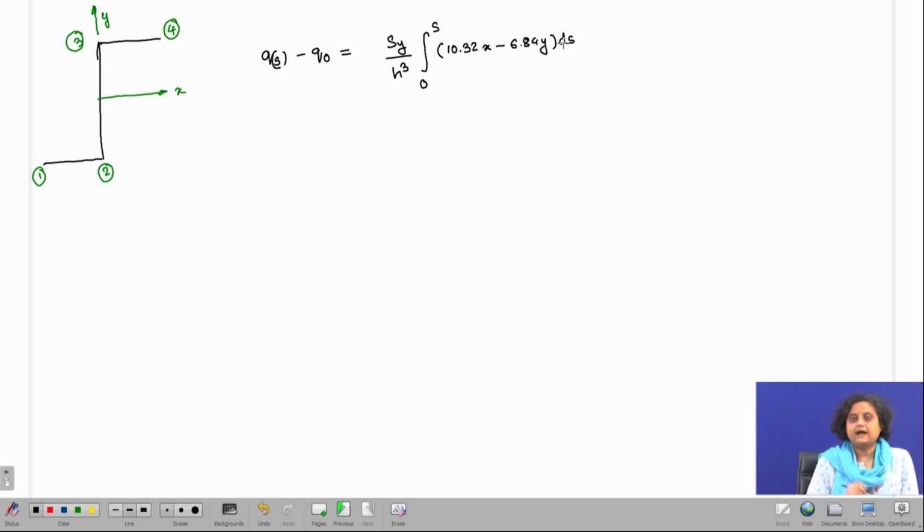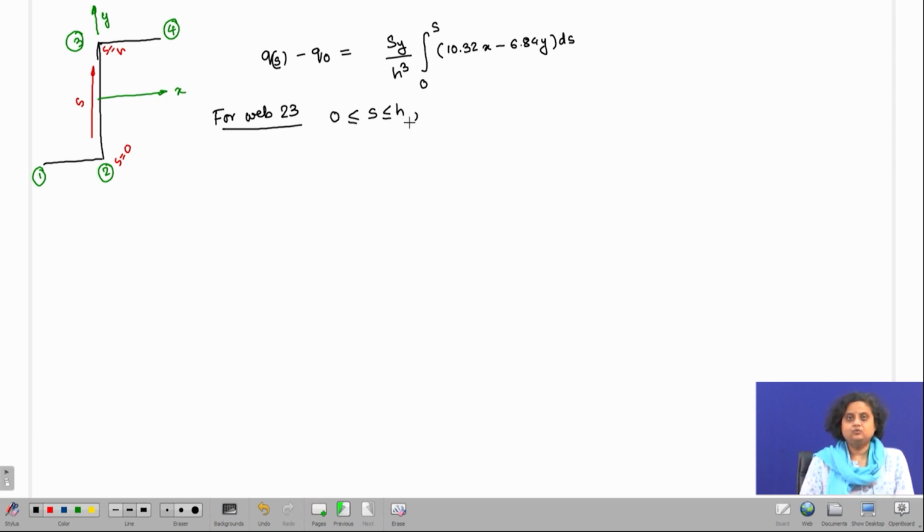So, this we have derived earlier and we have used it for flange 1, 2. Now, for web 2, 3, how are we going to apply it? For web 2, 3, my S is going to start here and it is going to move in this direction. So, this is S. This is S equal to 0 and this is S equals to H. Therefore, for web 2, 3, my S is going to lie between 0 and H.